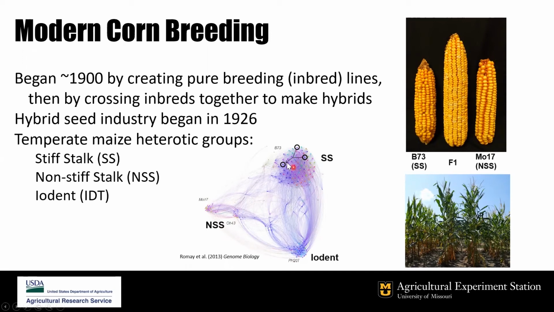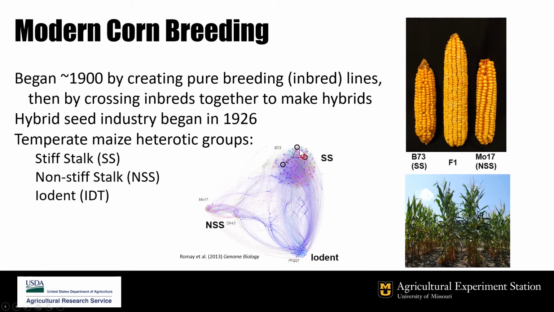But now industry is very much focused on trying to maintain these patterns of the stiff stalk, the non-stiff stalks, and the iodents. For example, if you're breeding for northern corn, the iodent germplasm pool or inbred line group is much more tolerant of cooler temperatures. And so you would try to continue to maintain iodents and perhaps cross them with non-stiff stalks or stiff stalks to make hybrids. And so modern corn breeding really focuses on trying to maintain this pattern.